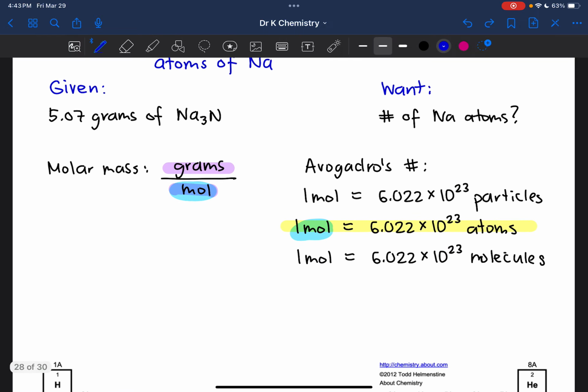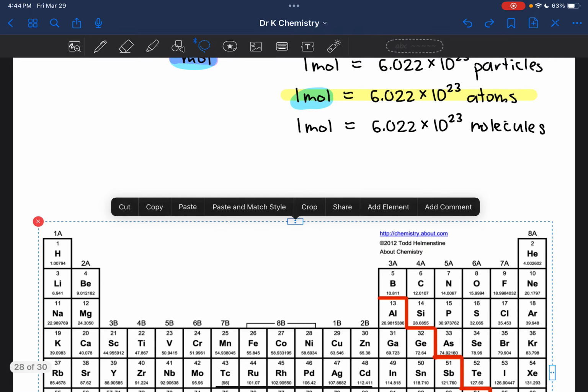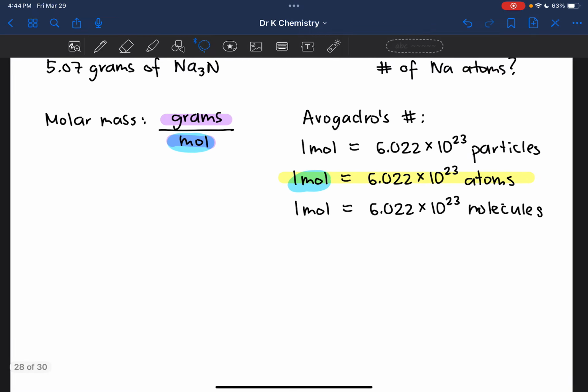We are given grams of sodium nitride. Ooh, here I have my periodic table. I'm going to move that. I'll get rid of it for now.